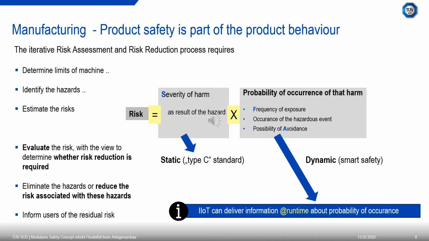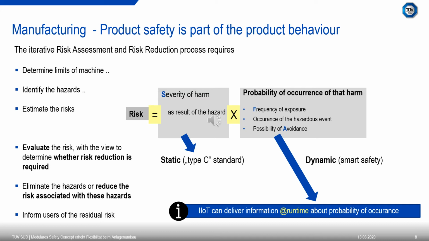I have to explain briefly the core of the risk assessment and risk reduction process. We have these 6 elements: determine the limits of the machine, identify the hazard, estimate the risk based on the risk factors, evaluate the risk, whether risk reduction is required in the context of the application, eliminate the hazards, but only during the construction of the machine. So for us, reduce the risk associated with these hazards, and inform the user of the residual risk.